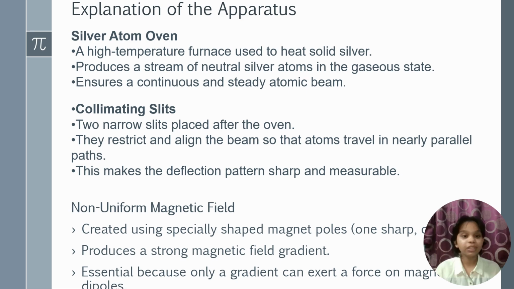With the help of these collimating slits, the beam gets a defined shape and is continuous and not broken in any part, and that's why it passes properly through the magnetic field. Next, the beam passes through the non-uniform magnetic field. This non-uniform magnetic field is produced by specially shaped magnets, one of which is sharp and the other is edged to the bottom.